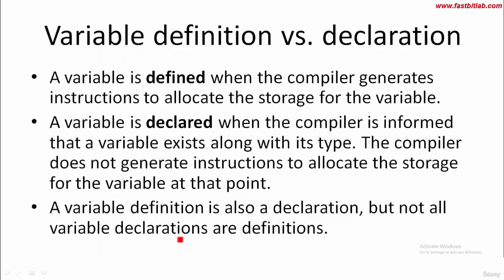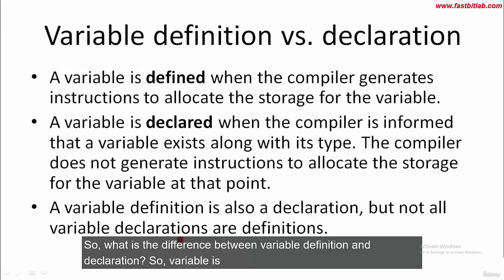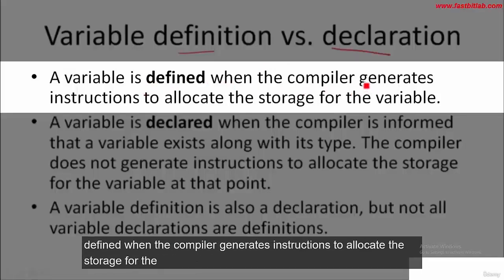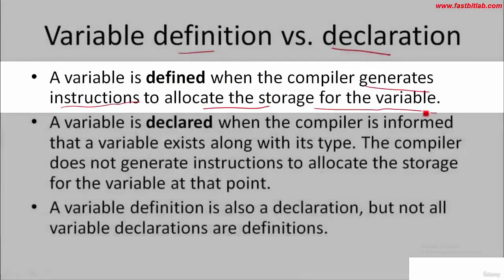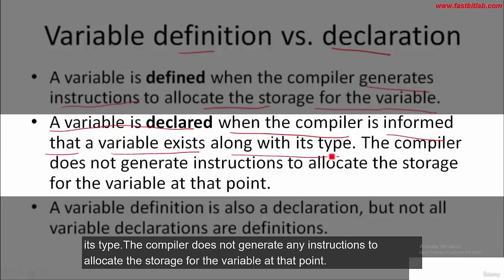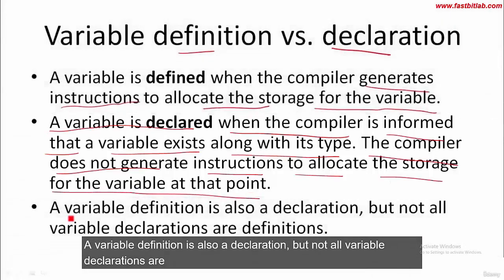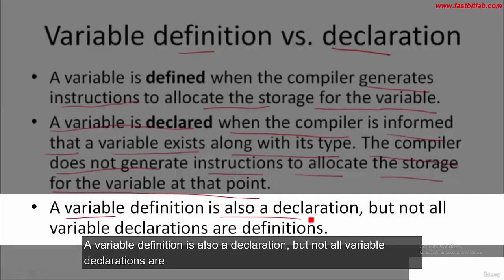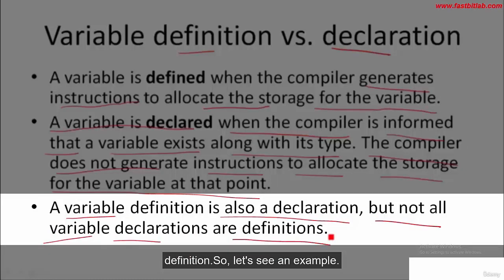Let's move forward. So, what is the difference between variable definition and declaration? A variable is defined when the compiler generates instructions to allocate the storage for the variable. A variable is declared when the compiler is informed that a variable exists along with its type. The compiler does not generate any instructions to allocate the storage for the variable at that point. A variable definition is also a declaration, but not all variable declarations are definitions. So let's see an example.